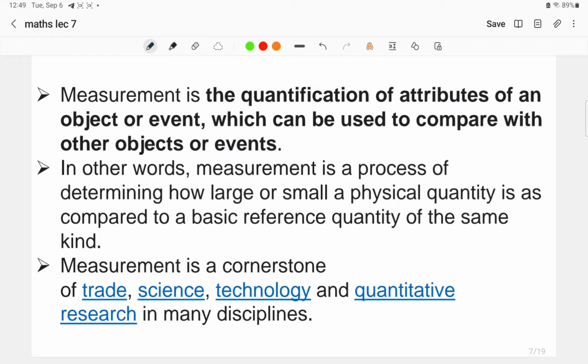Okay, measurement is a cornerstone of trade, science and technology, and quantitative research in many disciplines. This is something that we just have to go through.